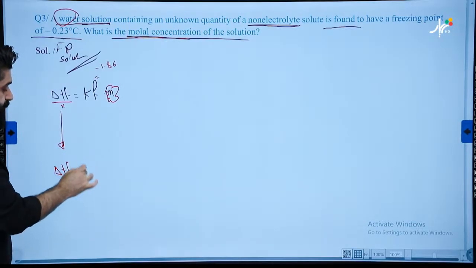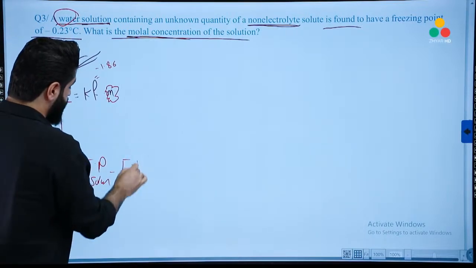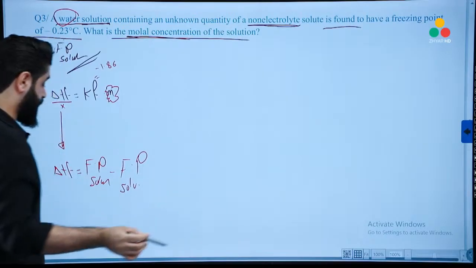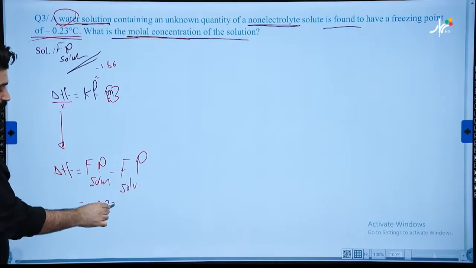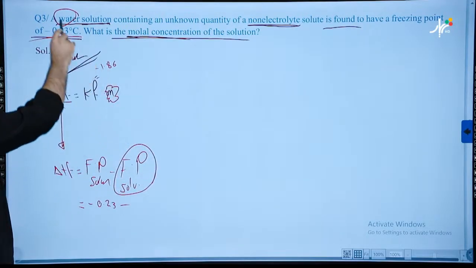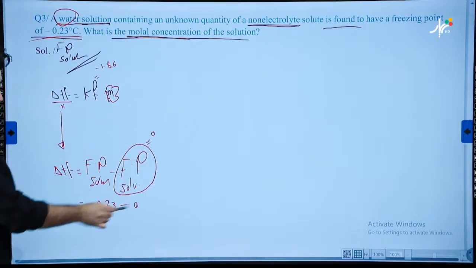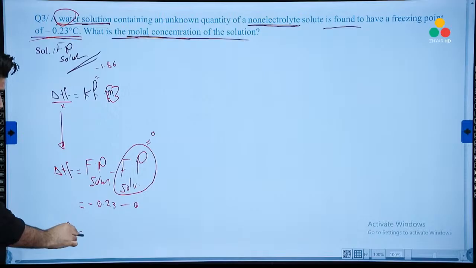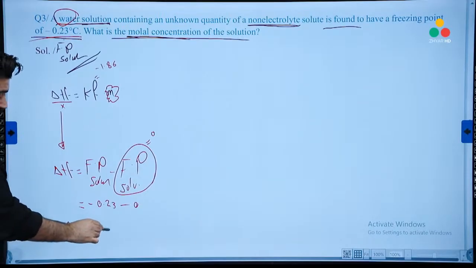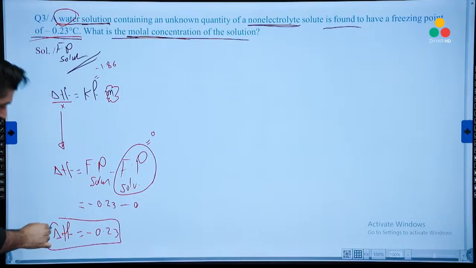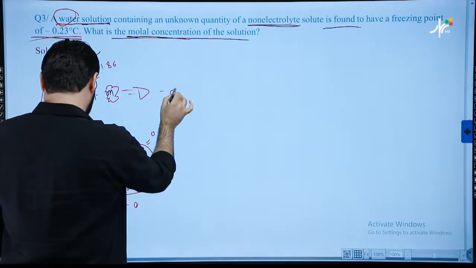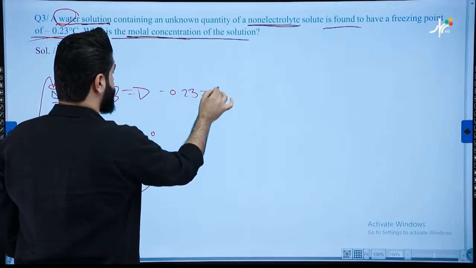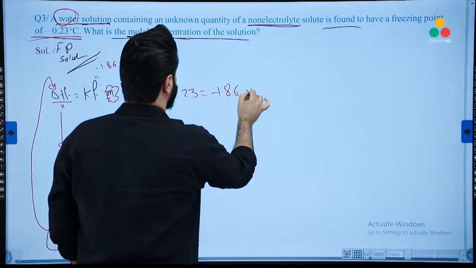Delta TF equals the freezing point of solution minus the freezing point of solvent. Very easily. Delta TF equals the freezing point of solution, negative 0.23, minus the freezing point of the solvent. Since the solvent is water, this is 0. Anything minus 0 will be the same. So delta TF equals negative 0.23. Bring this here. Now negative 0.23 equals Kf, negative 1.86, times molality.